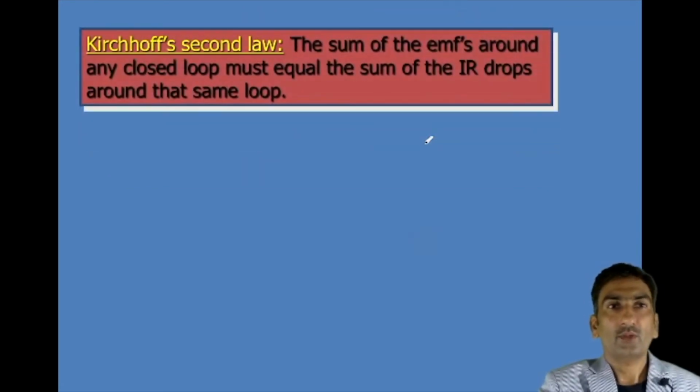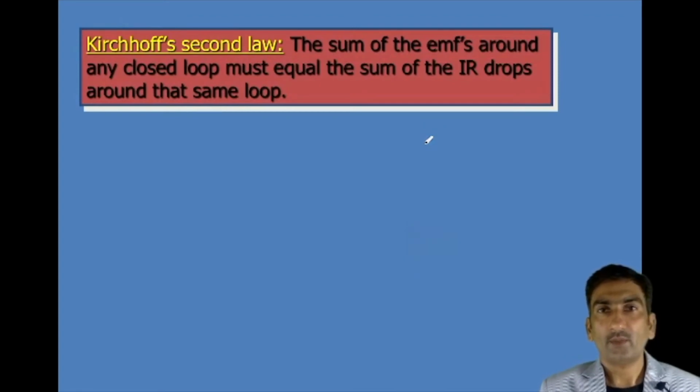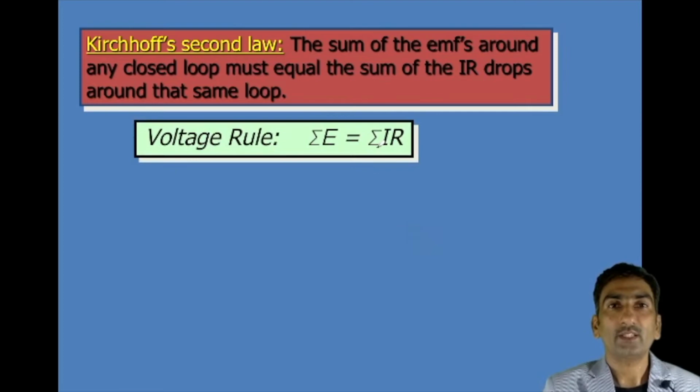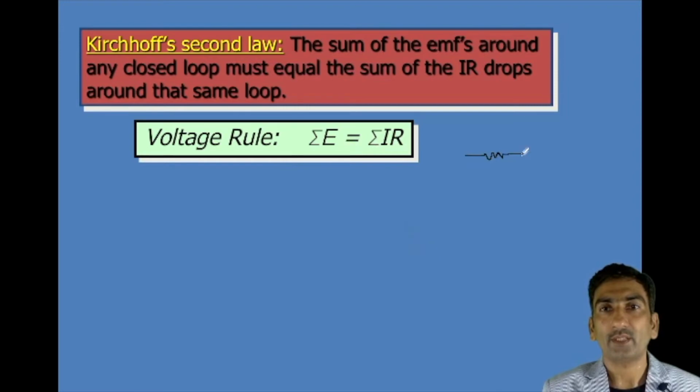Kirchhoff's second law: the sum of the EMF around any closed loop must equal the sum of the IR drops around that same loop, right? So what does it mean? This total EMF across that loop would be equal to the total potential drop in the same loop. If you have multiple resistors connected, as I have already shown to you, and different batteries connected across this one, right?